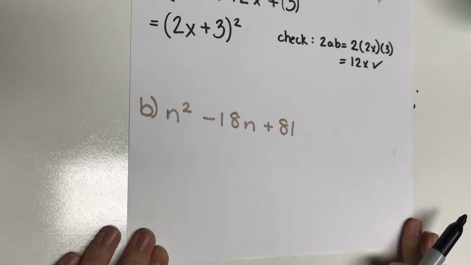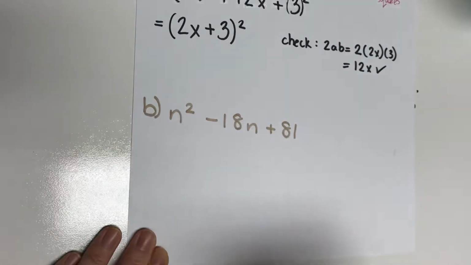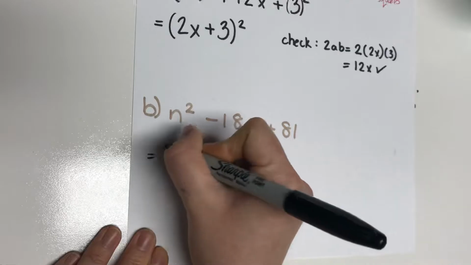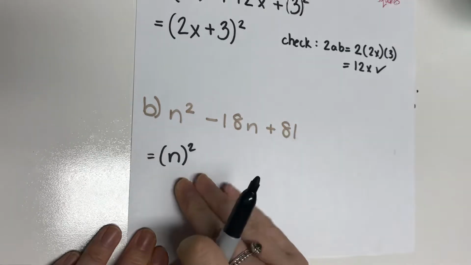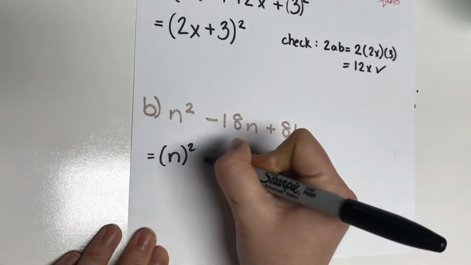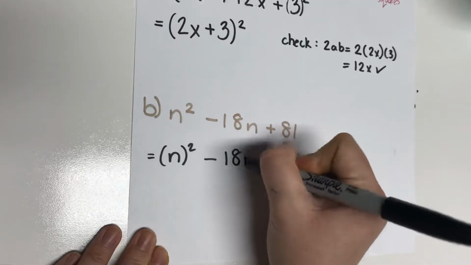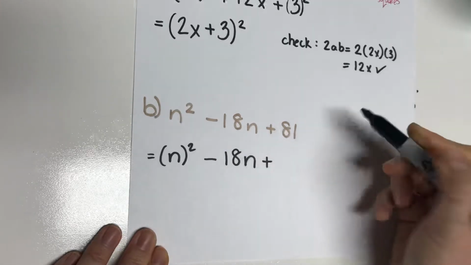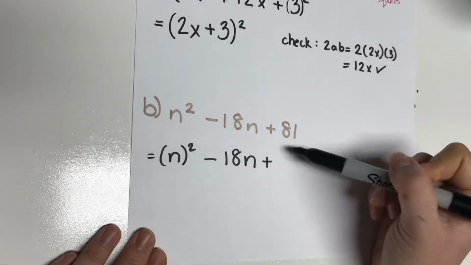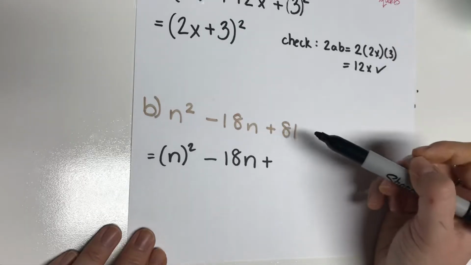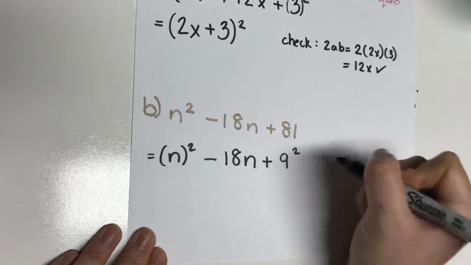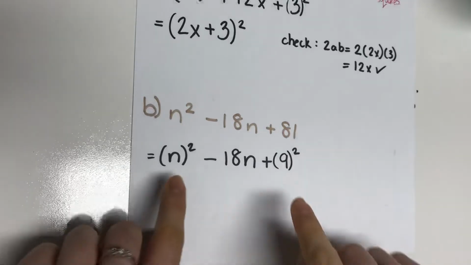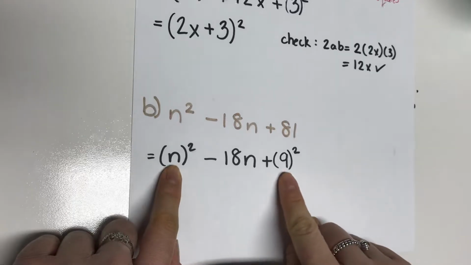So n squared, that's already a power, so I can write it like this. You really don't need to write it like this. I'm just doing it that way to help you visualize it. Plus, and then to write this perfect square as a power, well, I get 81 by multiplying 9 times 9, so I'm going to write 9 squared. So this is my A, and this is my B.